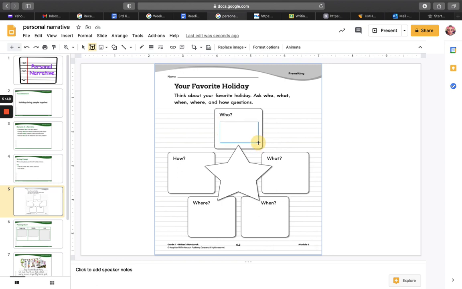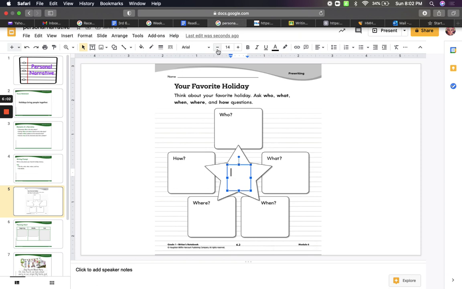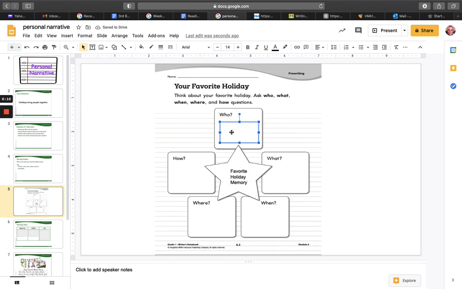who? Okay. Well, actually, before I start, in the middle of my star, I'm going to write what it is that I'm writing about. Even though I know, it just helps me remember. Favorite holiday memory. And who, okay? Well, who is in this story? Who do I remember being with me for my favorite holiday memory? So I'm going to say my characters or my who in my memory are my friends and neighbors.